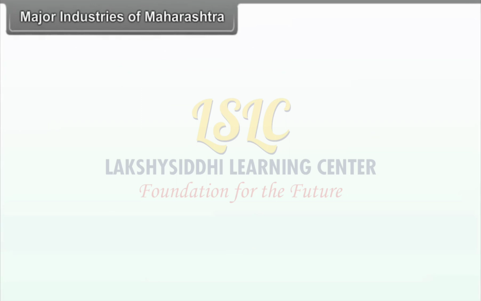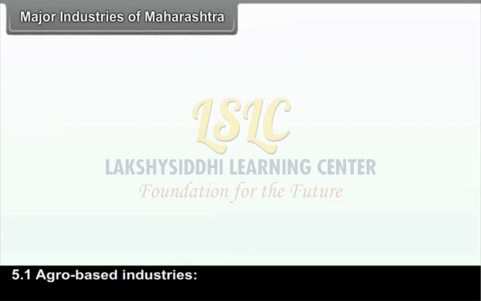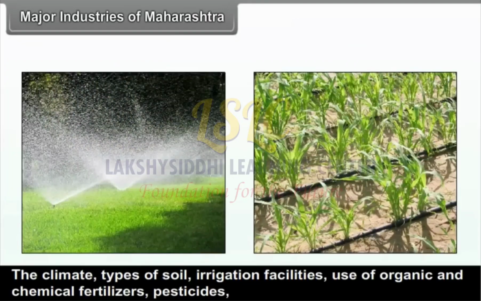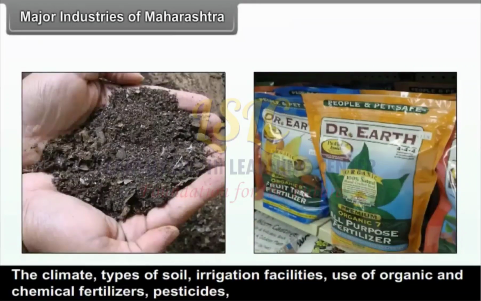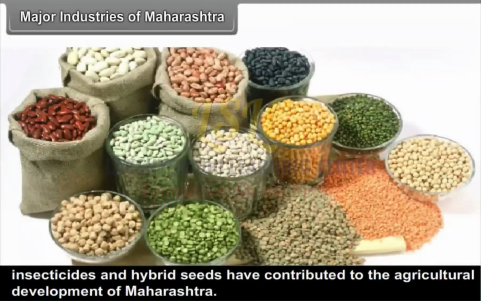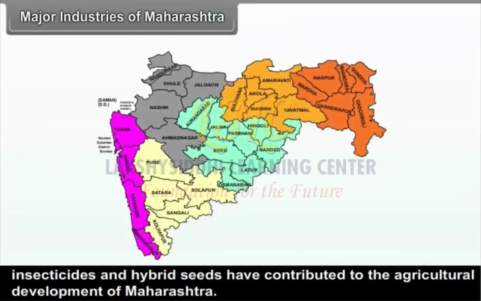Major industries of Maharashtra. 5.1 Agro-based industries. The climate, types of soil, irrigation facilities, use of organic and chemical fertilizers, pesticides, insecticides and hybrid seeds have contributed to the agricultural development of Maharashtra.